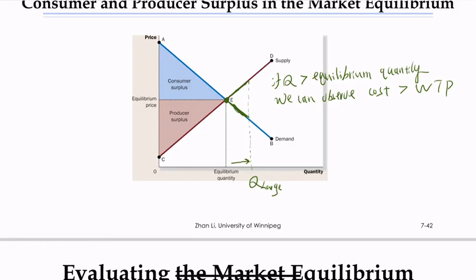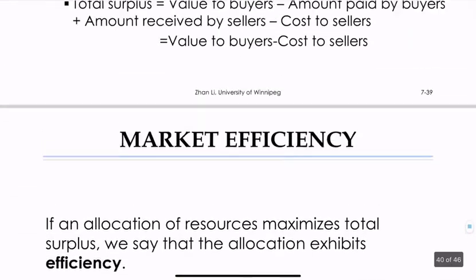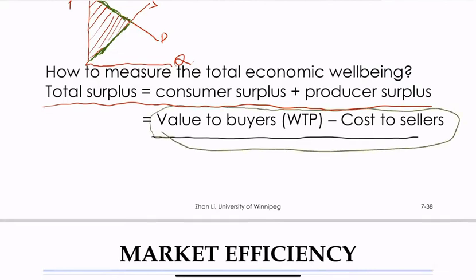Okay, let me write this down because this is actually pretty important. So if quantity is larger than equilibrium quantity, we could observe supply curve is above demand curve. So this implies cost is larger than willingness to pay. And we just learned that total surplus can be calculated by value to buyers, that is willingness to pay, minus cost.